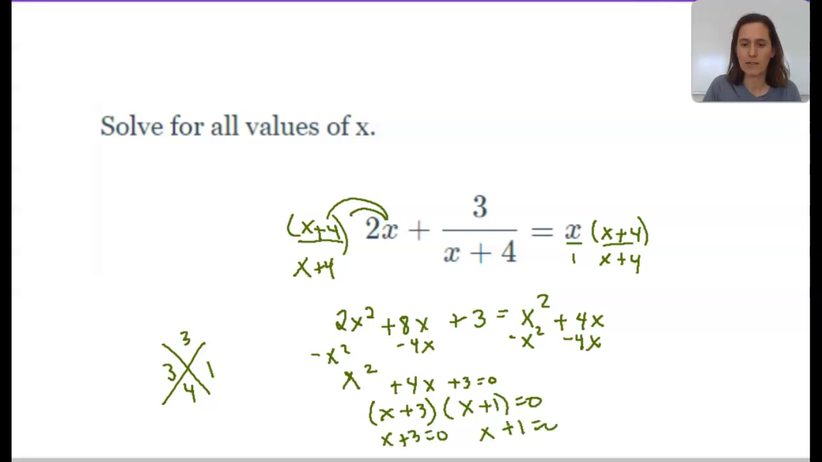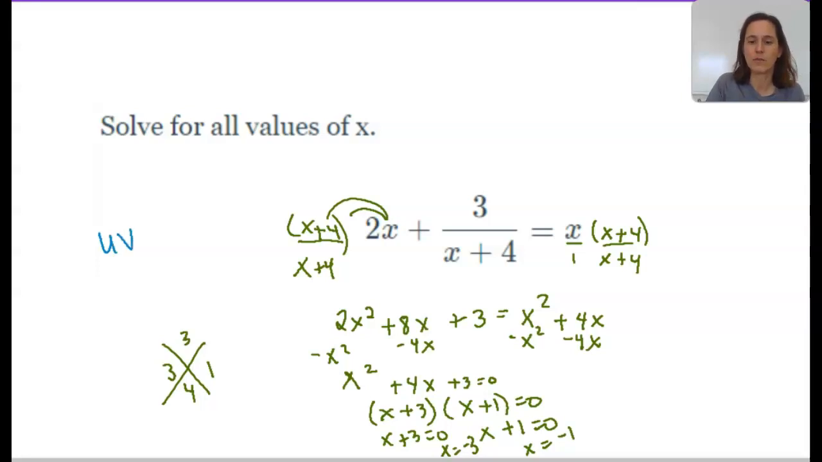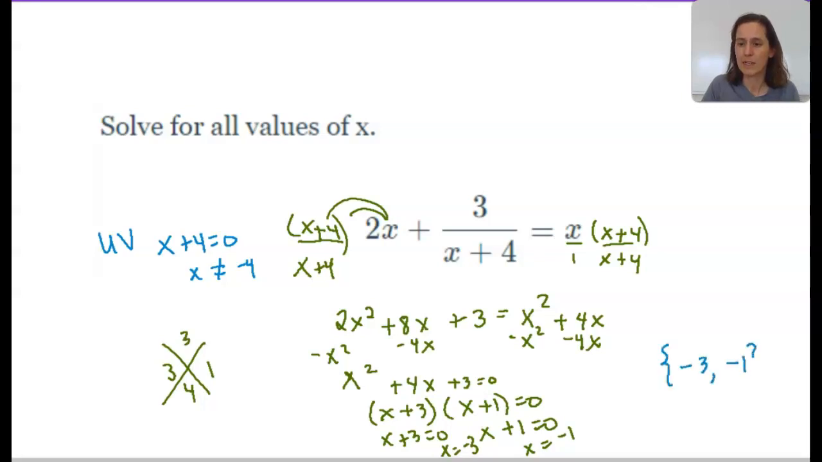Now, when you solve that, you would get x is equal to negative 3 and x is equal to negative 1. Before you say that you're done, you have to find the undefined values of your common denominator, which in our case would be x plus 4 equals 0, so x cannot equal negative 4. Well, none of our solutions came out to the same value as our undefined value, so then we keep both solutions, negative 3 and negative 1. Put your final solutions in braces so then we know what the final solution is.